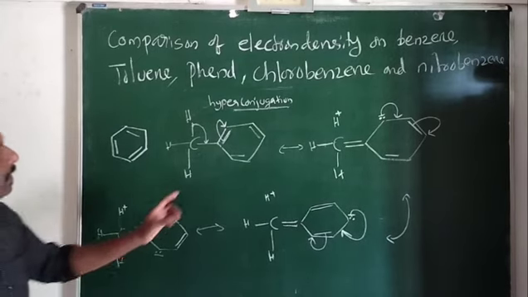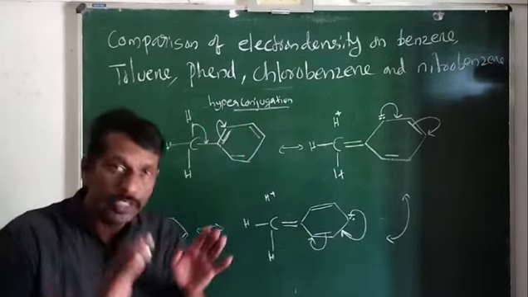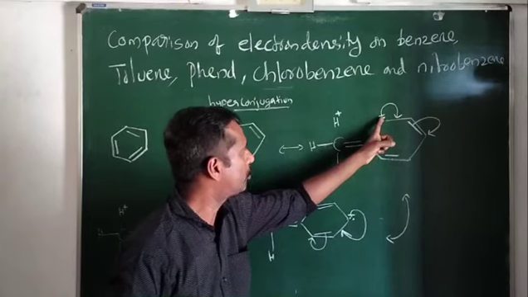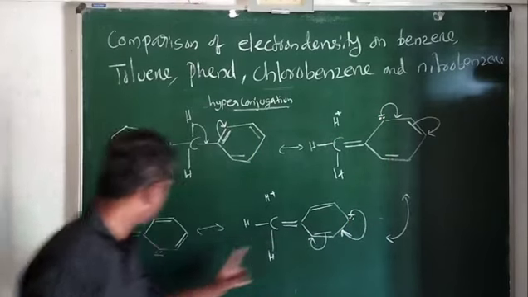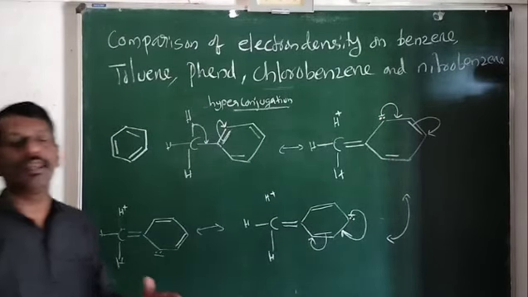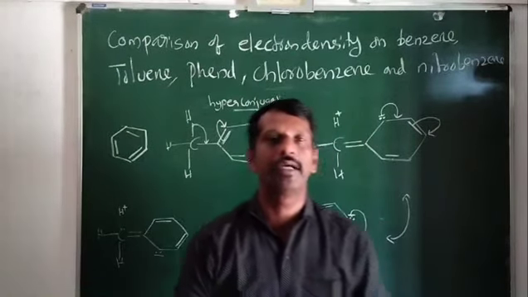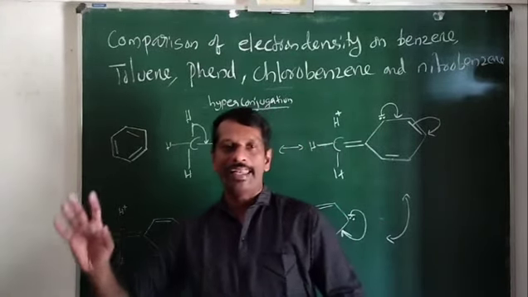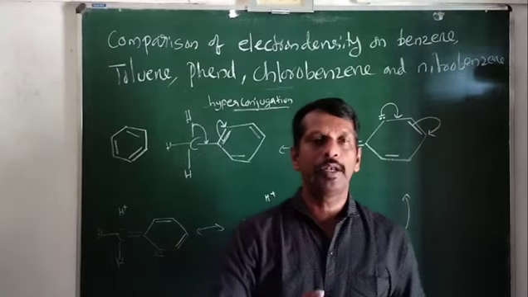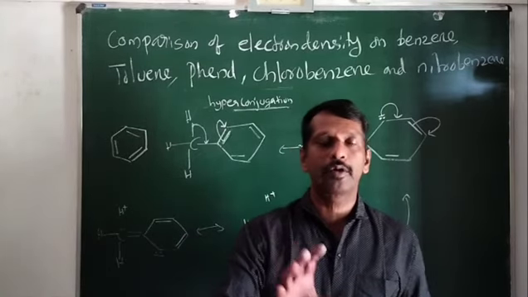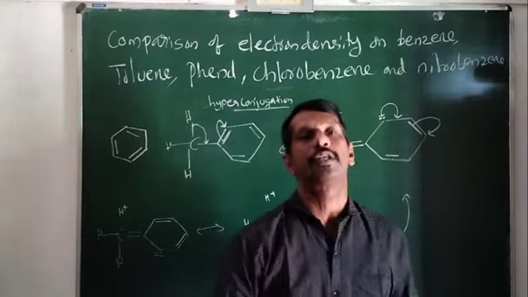Now you can see that by hyperconjugation also, this is the ortho position and this one is the para position, and this one is the ortho position. Again ortho and para positions are negatively charged. That means if an electrophile comes, usually aromatic compounds will undergo electrophilic substitution reaction.